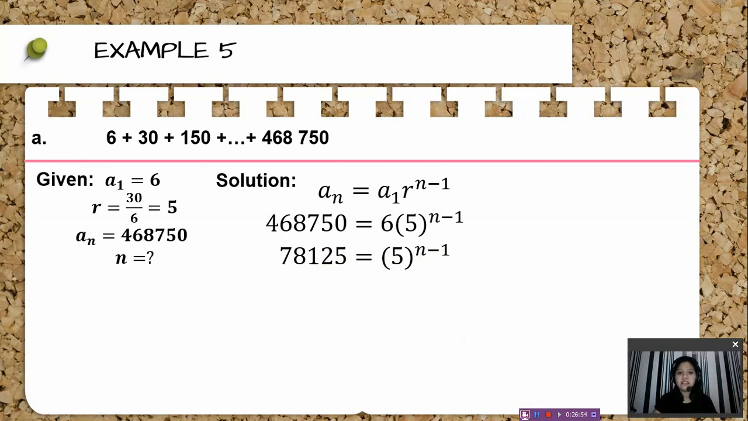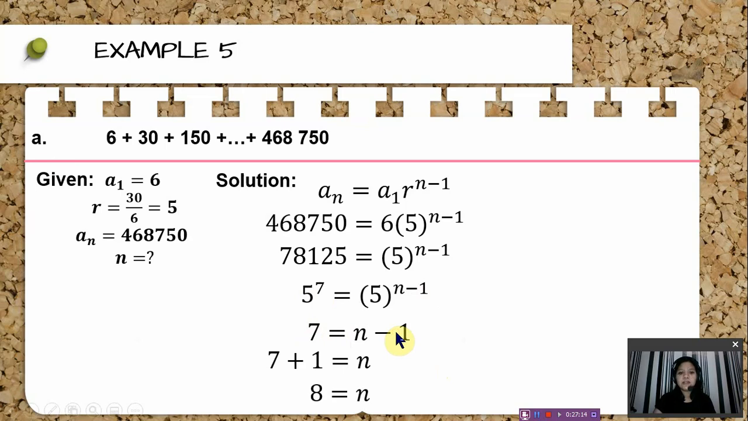So, 78,125 is equivalent to 5 raised to 7. So, we have 5 raised to 7 is equal to 5 raised to n minus 1. Now, let us equate the exponents. We have 7 is equal to n minus 1. Simplify, we will have 7 plus 1. So, the value of n is 8.